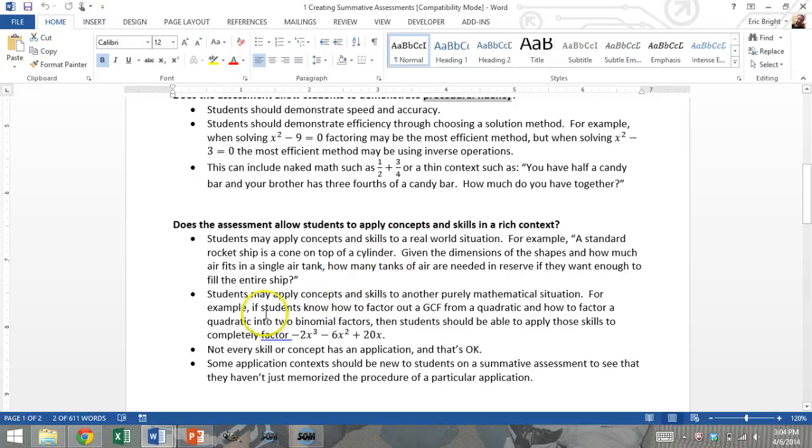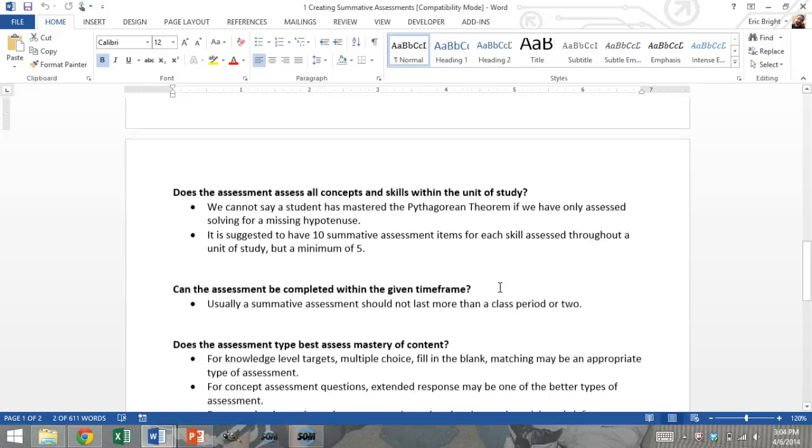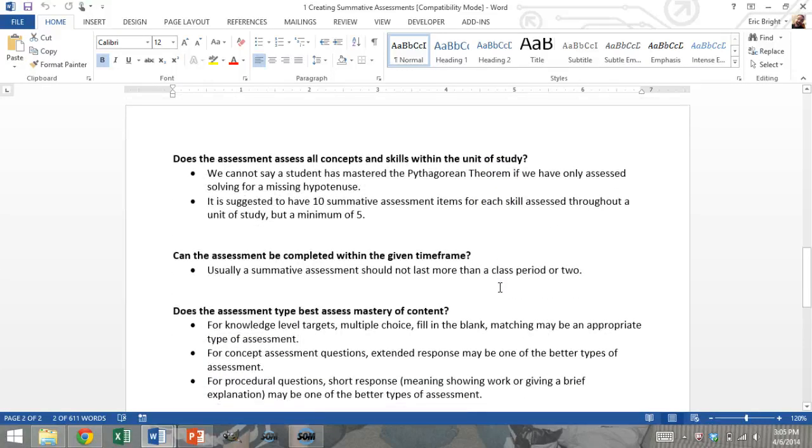So it might be factoring. It would be a good example, I guess, of applying math to a new math situation, where if you've talked about factoring with quadratics, then we apply that to cubics, and that is an application level, even though most of our students are never going to actually use polynomials in real life. We can still demonstrate some application for this. Does the assessment assess all the concepts and skills?